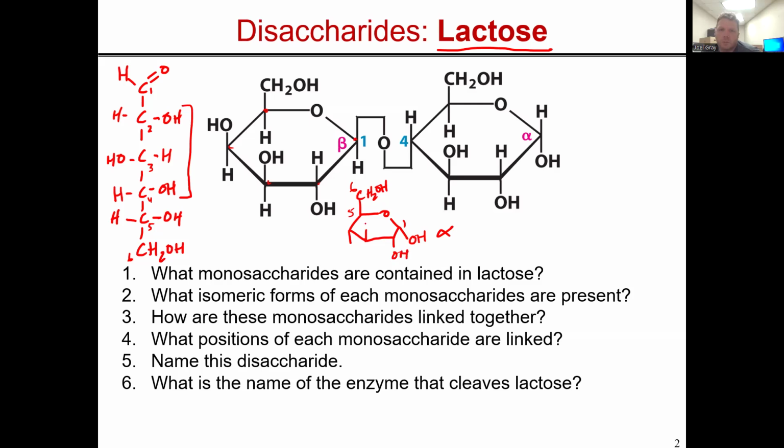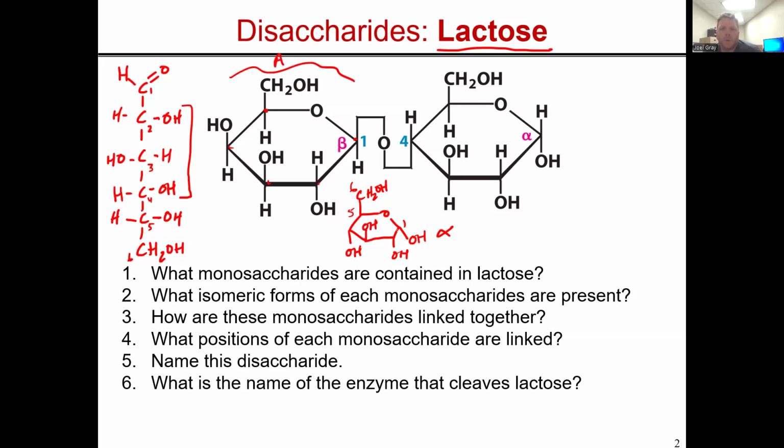So OH, OH, OH. So there's my structure. There is the form of glucose that I wanted to draw. Now, let's look at that and let's compare it to my rings up here. So I've got ring form A.